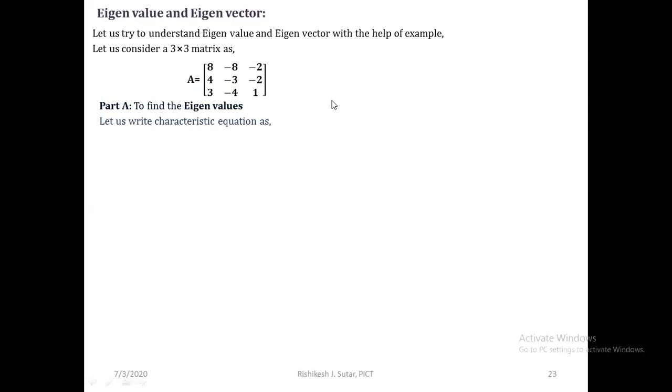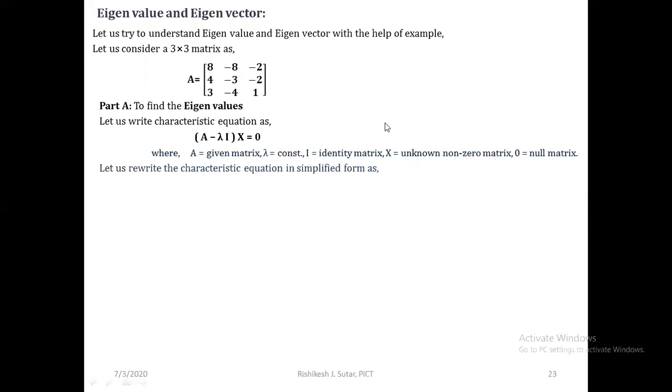Let us write the characteristic equation as (A - λI)x = 0, where A is a given matrix, λ is a constant for time being, I is the identity matrix, x is any unknown non-zero matrix, and 0 is the null matrix. Let us rewrite the characteristic equation in simplified form as |A - λI| = 0.